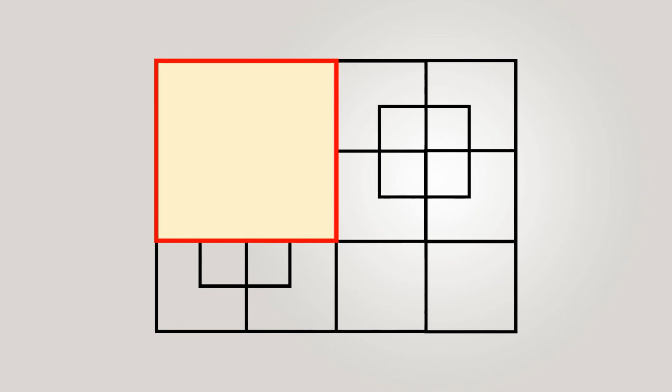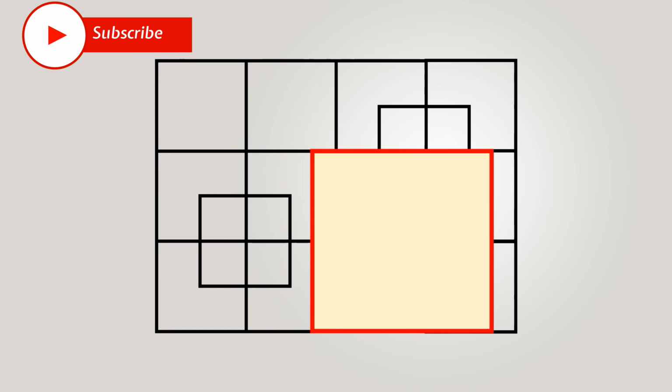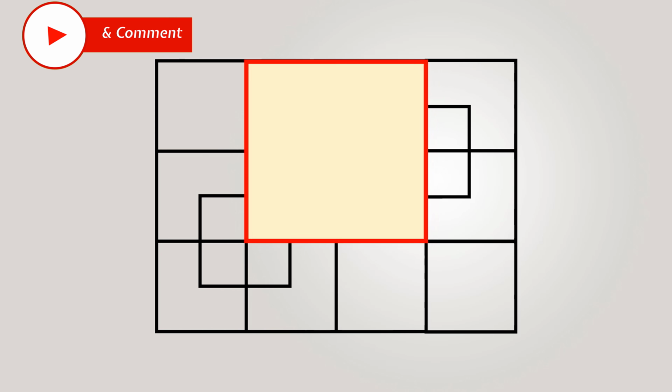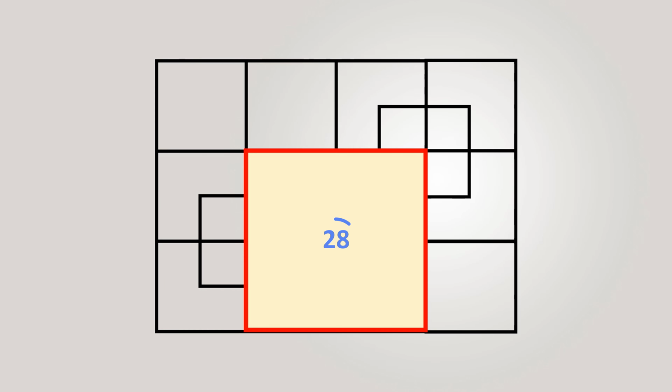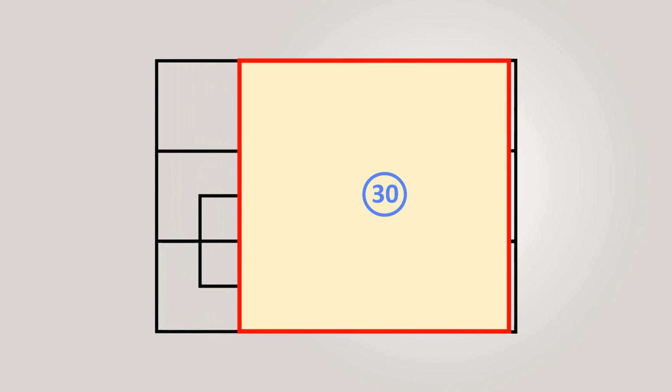There are also 6 large squares. Let's give them numbers: 23, 24, 25, 26, 27, and 28. As you can see, those large squares are located in the top row as well as in the bottom row. And last but not least are 2 extra large squares. I gave them the numbers 29 and 30. Were you able to solve this challenge on your own?